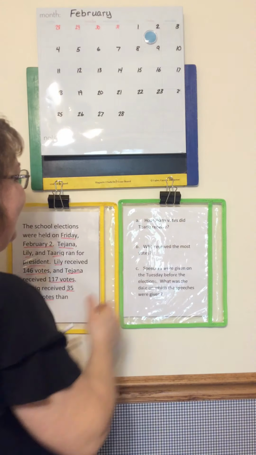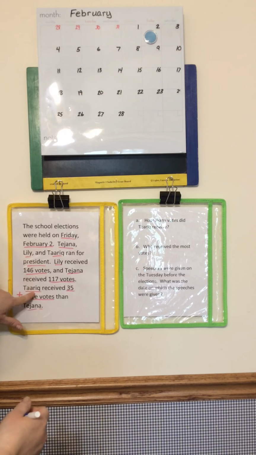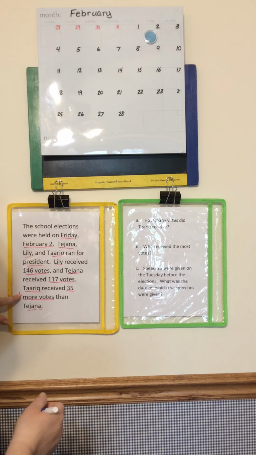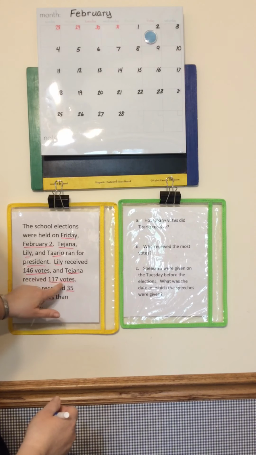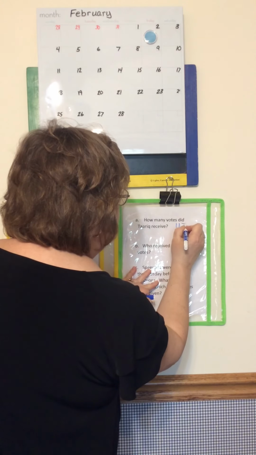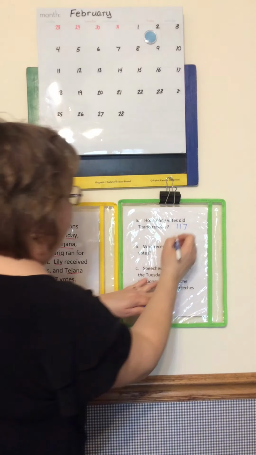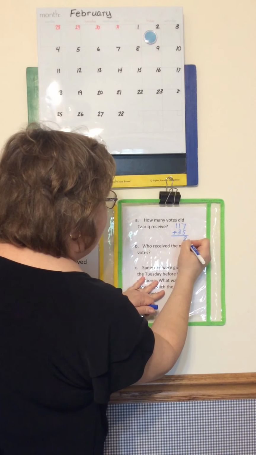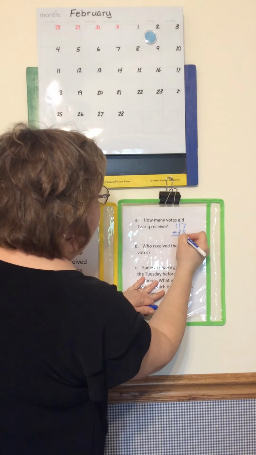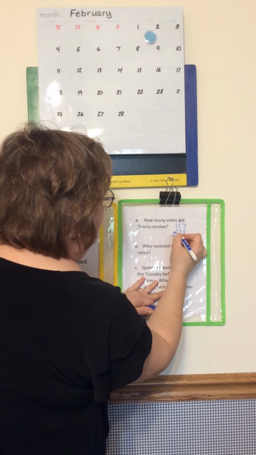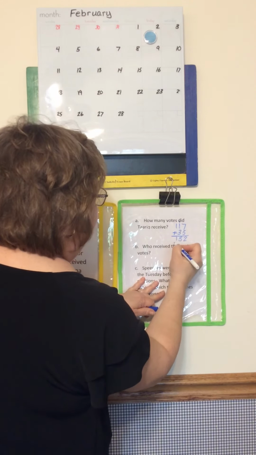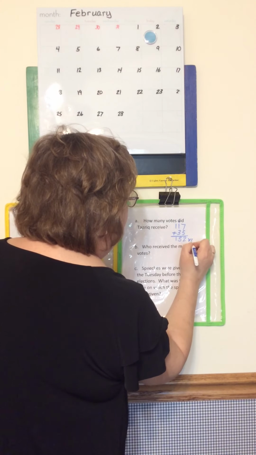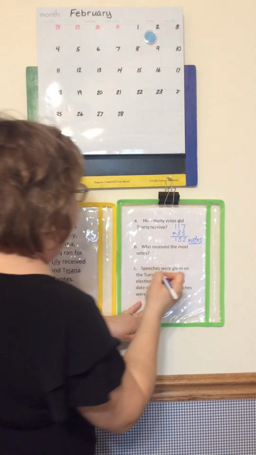How many votes did Tarek receive? Tarek received 35 more votes than Tiana. So we need to find out how many Tiana received and add 35 to that. Tiana received 117 votes, so we're going to put 117 plus 35 more. So we're going to add that. 7 plus 5 is 12. We put the 2 down here because it's in the ones, and the 1 up here because it's in the tens. 3 plus 1 is 5, and 1 plus nothing is 1 in the hundreds. And it says, how many votes did Tarek receive? He received 152 votes. Make sure that you add votes.